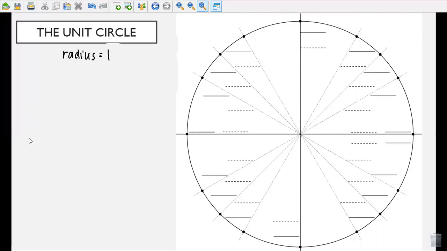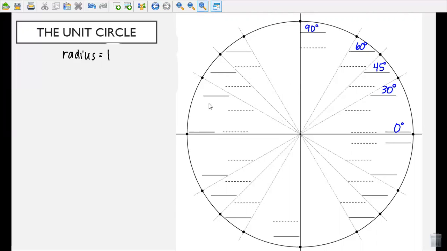So to start with, I'm going to fill in all of our degrees. I'm going to put my degrees in the solid blanks here going around. And remember, we start at 0 degrees. Then my first angle that I come to out of those special angles is 30 degrees. Then my next one is 45. The next one is 60. And then I'm up at 90. So there's our first quadrant.